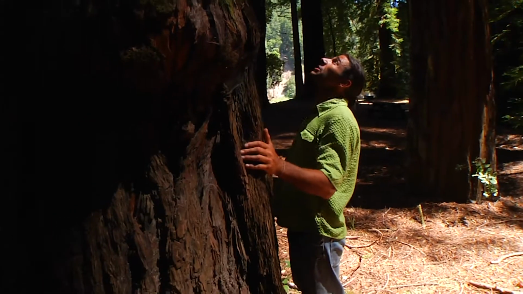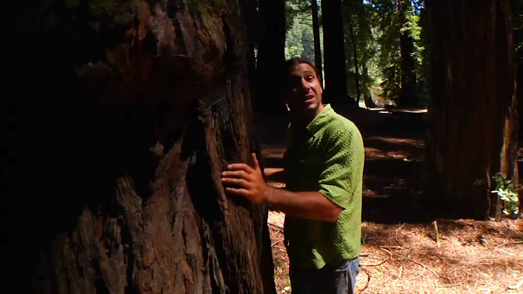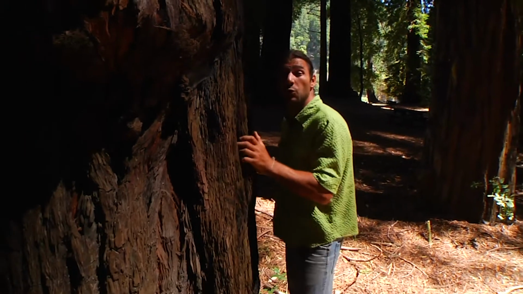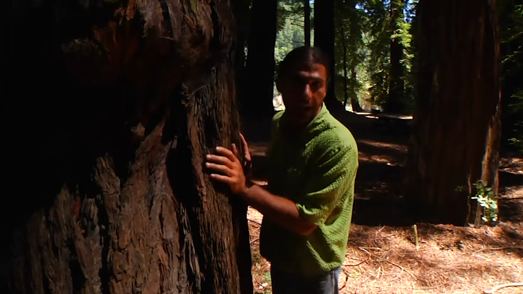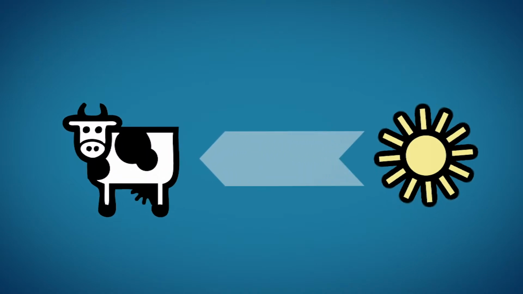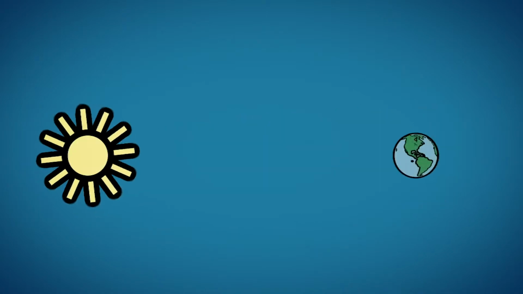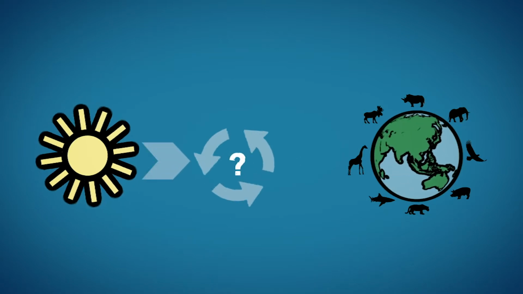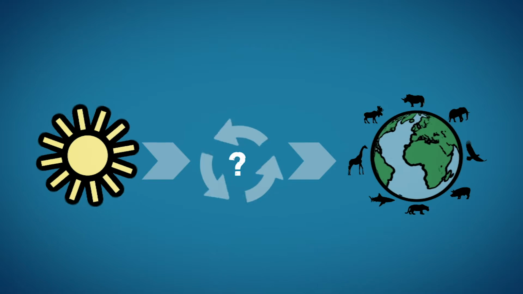I mean, look at this huge living tree. It must need tons of energy to do everything that living things need to do. And there's only one source of energy that's big enough to handle the job, and that's up there. But sunlight is not in a form that cells can use. Life on Earth needs a huge energy converter to change the solar energy into something that cells can use. And that's where plants come in.